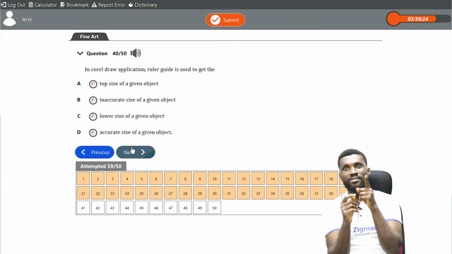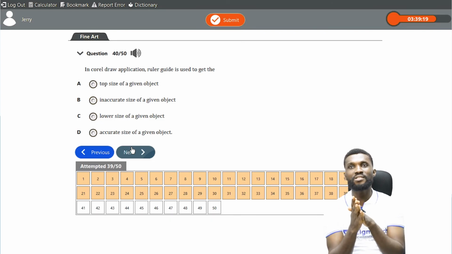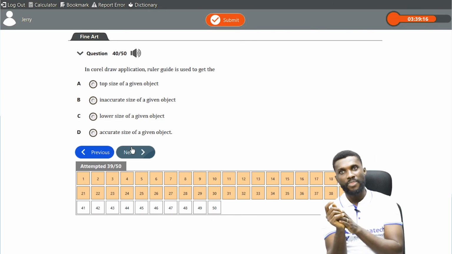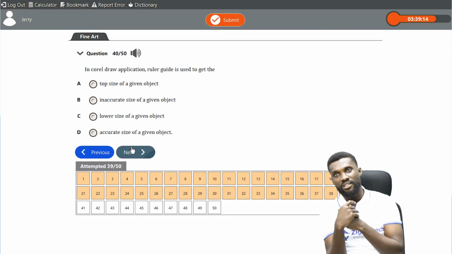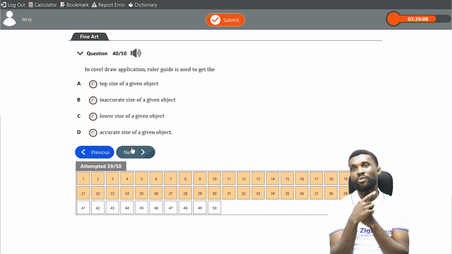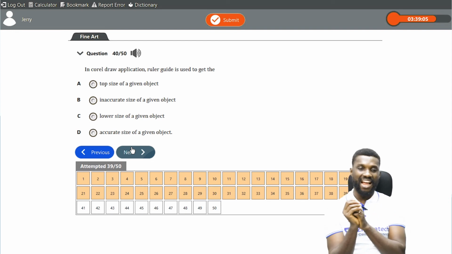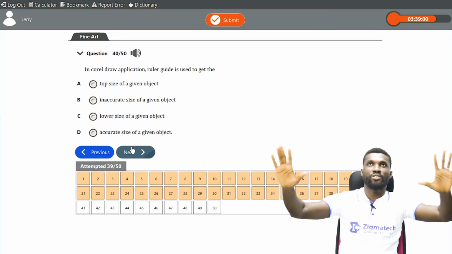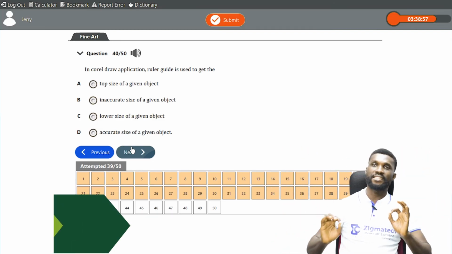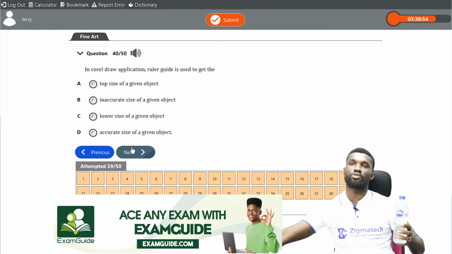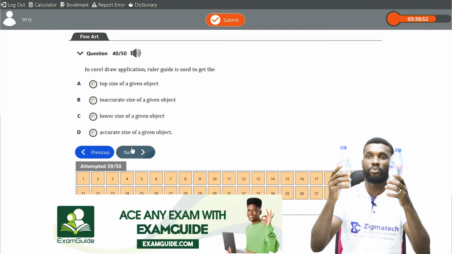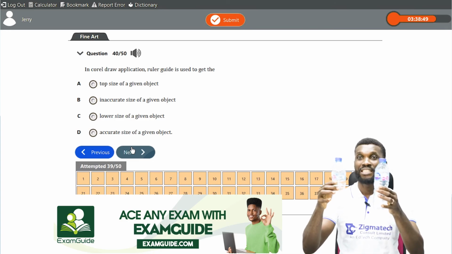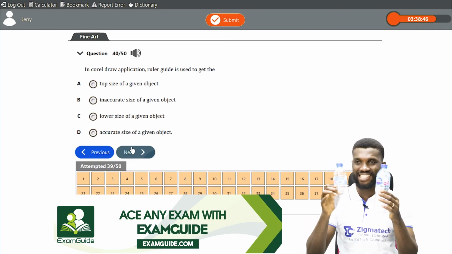Let me read the question again. In CorelDRAW application, ruler guide is used to get the top size of a given object, the accurate size of a given object, the lower size of a given object, the accurate size and the inaccurate size of a given object. Now, what does that ruler guide give? What does it help you to do? Imagine you're designing something on a CorelDRAW wall, and then you want these 2 bottles to be at par. Now you need the ruler guide to get the accurate size of the object.